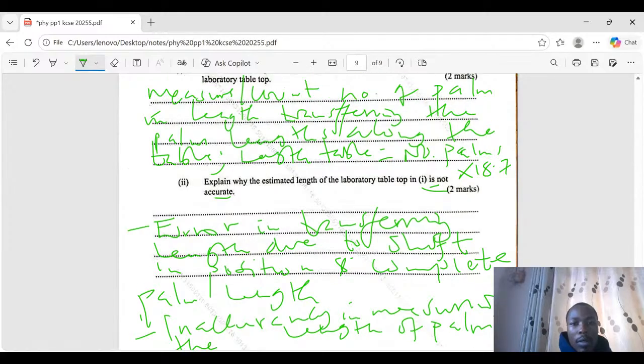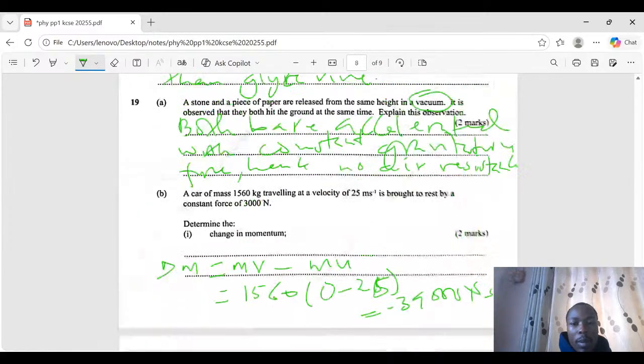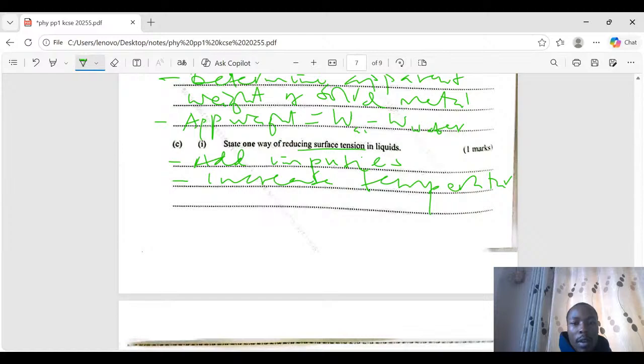That is the end of the topic, paper 1, KCSE 2025.